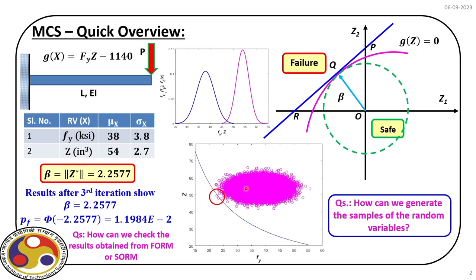Obviously, the first question that we need to answer is how to generate samples from a given PDF. But based on this discussion, at least it seems that there is a possibility: if we can numerically generate some samples from this PDF, repeat the exercise for all the random variables, and then just substitute those values in the original limit state, there is a way we can solve the problem and verify the result that we obtain from first order reliability analysis.